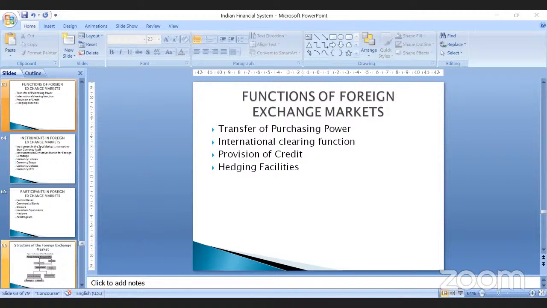Now here comes the question, what is hedging, right? Whenever you want to cover your risk in foreign trade, you use this technique called hedging. Hedging helps importers or exporters to protect themselves against the losses that happen because of changes or fluctuations in foreign markets.